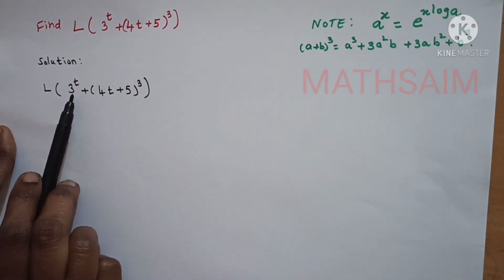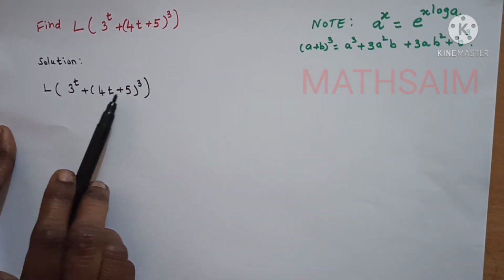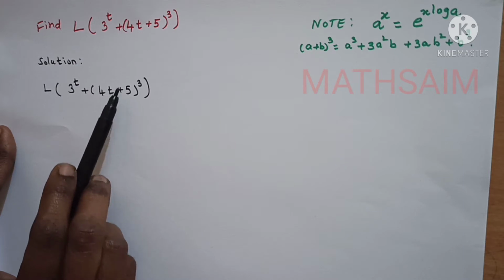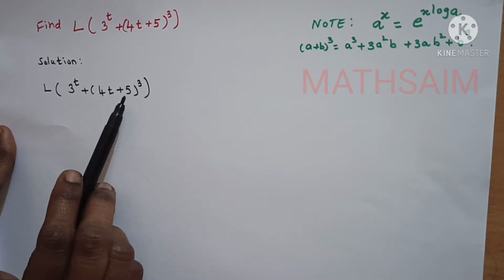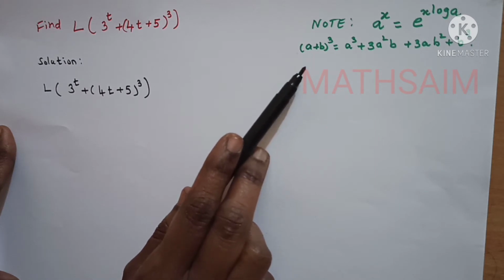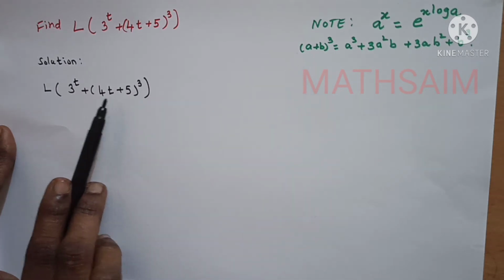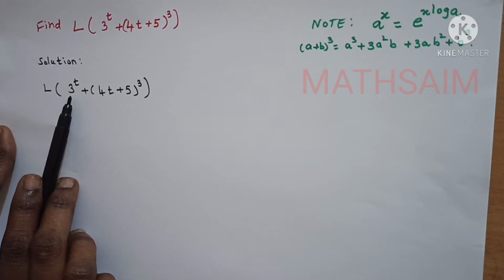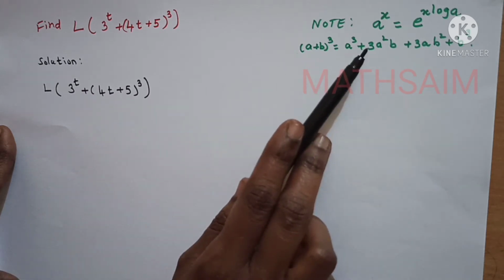That's all. The second term is in the form of (a plus b) the whole cube, so expand it by the (a plus b) the whole cube formula. Using this identity, you just expand this one. In the first term, we are going to write it using this property. That's all.